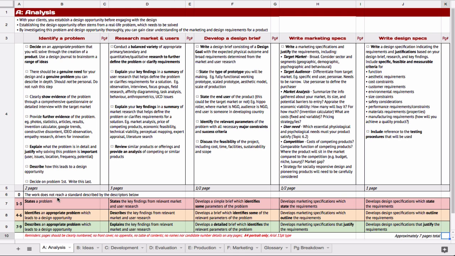But as we go through it, I think it will help if you see specifically for the identify a problem, for the research market and users, for develop a design brief, and so on, the mark that you would have gotten for that subsection, which will help you focus your attention on which portions need the most work. There's also the possibility that the work doesn't reach the standard described below. I rarely seen anything that bad unless it's simply not included.